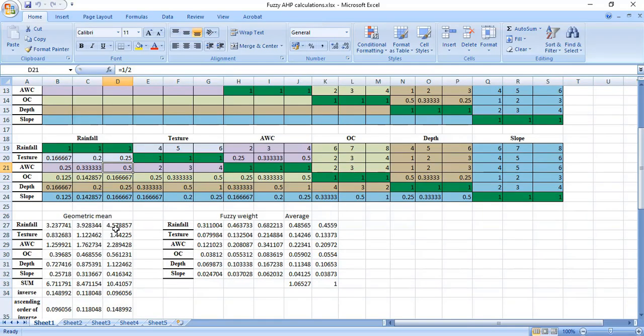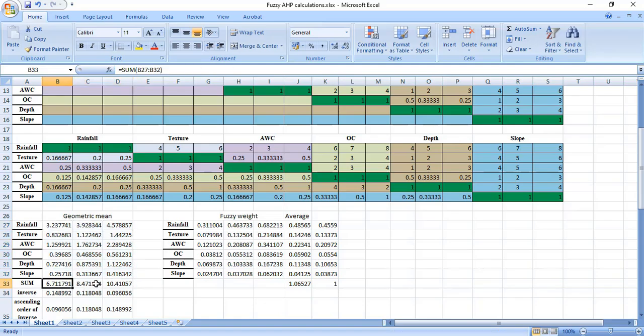Now what we have done is taken the geometric mean of all the first cells of each criterion. So this is 1, 4, 2, 6, 4 and 6. So it will be the geometric mean of the first cells. Similarly, this will be the geometric mean of all the second cells and this will be for all the third cells. And for each criterion we have to follow the same formula. So this will be the geometric mean for each cell.